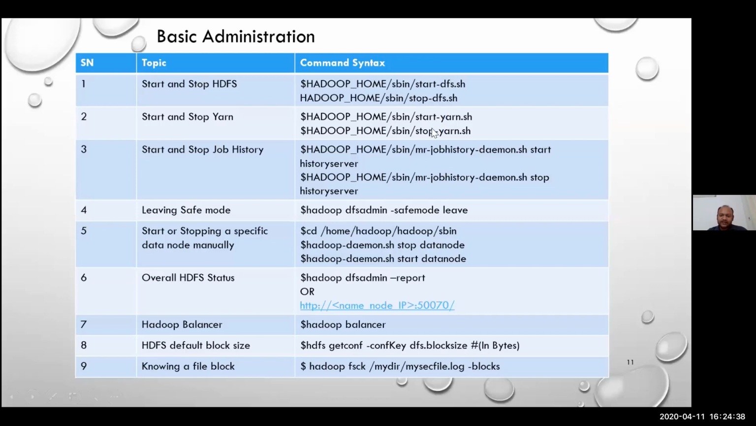When you start YARN, in both the DataNode and NameNode, according to your configuration, the ResourceManager should come up where you configured it. Ideally, it should be the NameNode, and on the DataNode side, the NodeManager should come up. And this is the JobHistory server. You will see the same processes using the jps command.